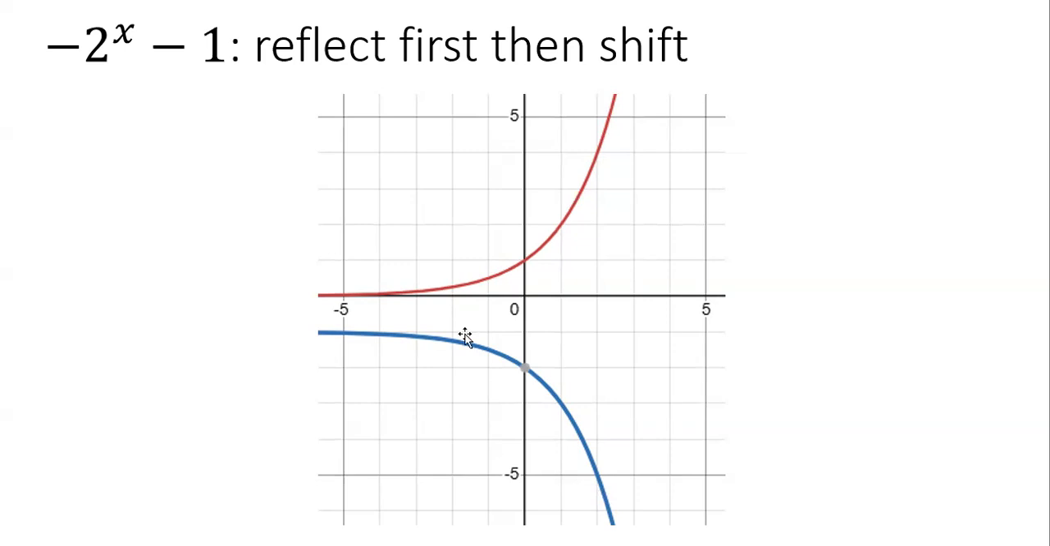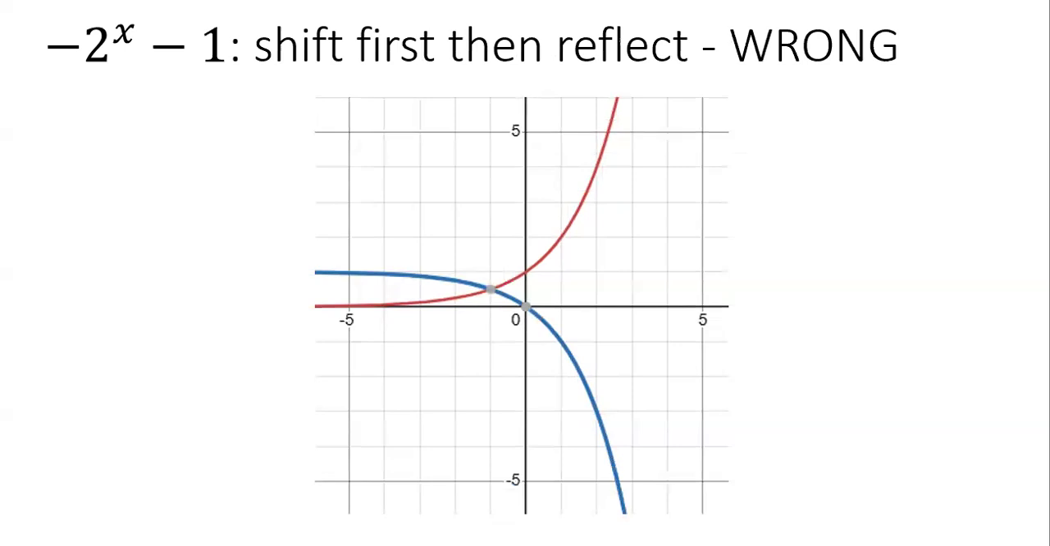We can even quickly check: when x equals 0, we get 2 to the 0, which is 1. So negative 1, minus another 1, that's negative 2, which is what we have on the graph over here. So that's correct. What happens if we had shifted first and then reflected? We would get this type of graph instead, which is not right. Again, we plug in x is 0. We get negative 1 minus 1, which is minus 2. That's not what we have on this blue curve. We have our y value to be 0 when x is 0. So something went wrong. So why do we have to reflect first and then shift?